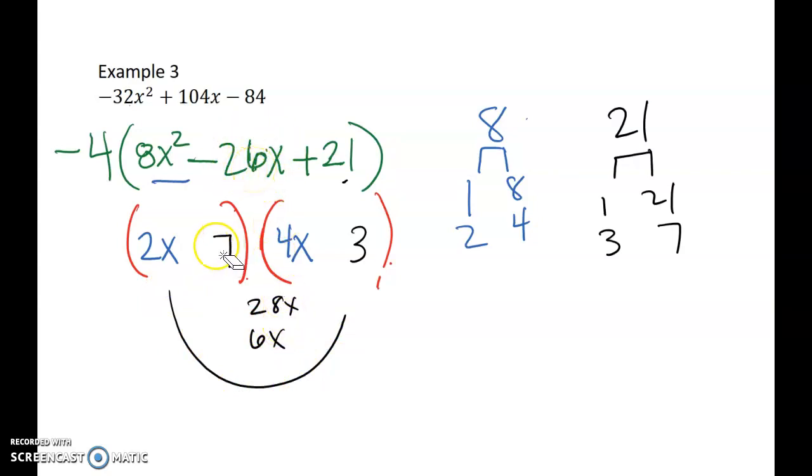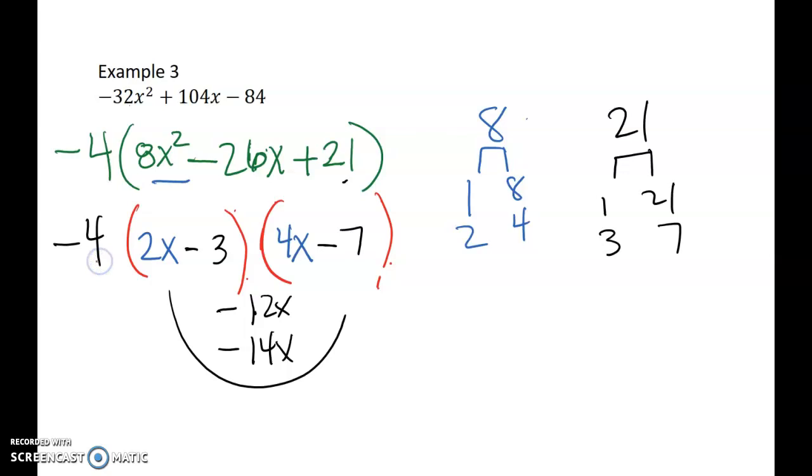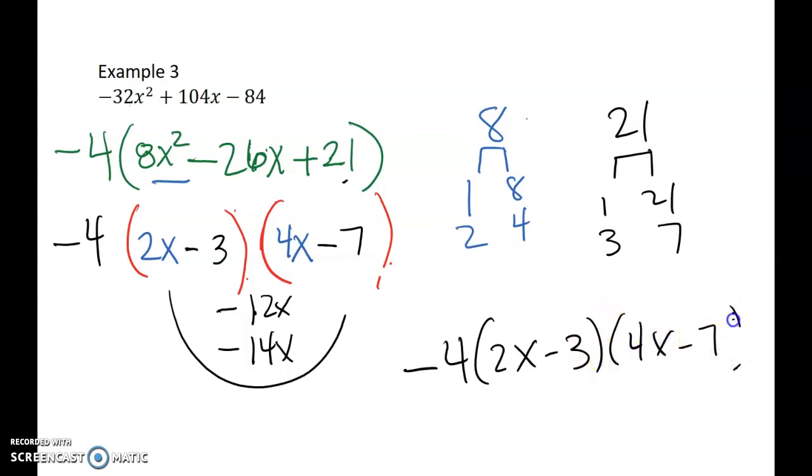So something I can always try is switching where I place this 3 and 7. So I can actually place the 3 here and the 7 here and try that again. 3 and 4 give me 12, and 3 and 7 give me 14. Now those 12x and 14x will give me a negative 26 if I subtract them both, if both of them are negative. And don't forget we took out a negative 4 here, so my answer is negative 4, 2x minus 3, 4x minus 7. And we always check our signs.